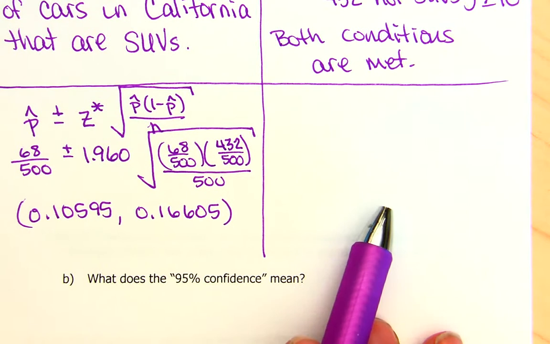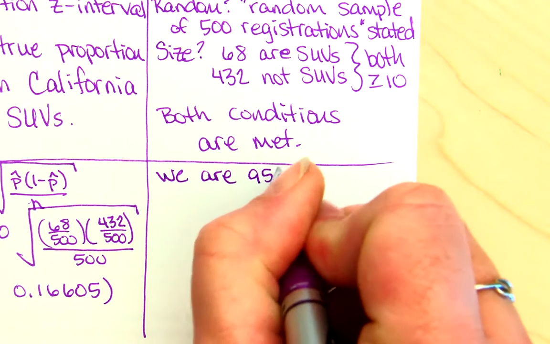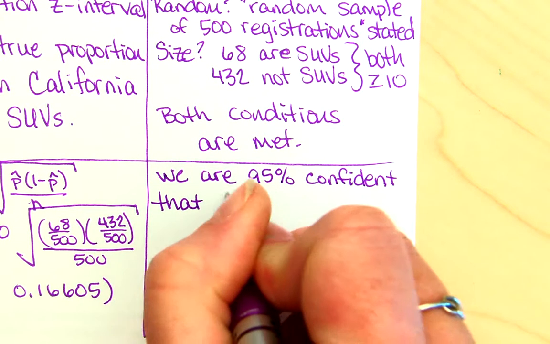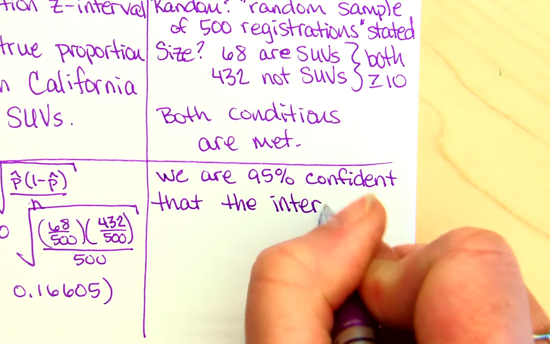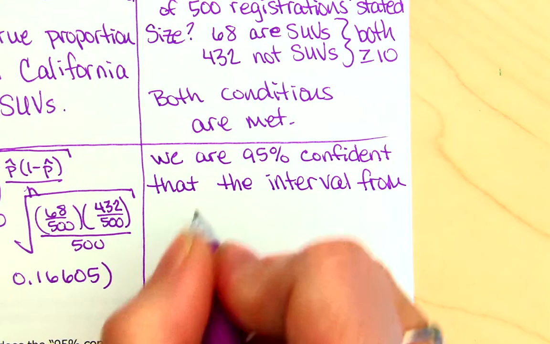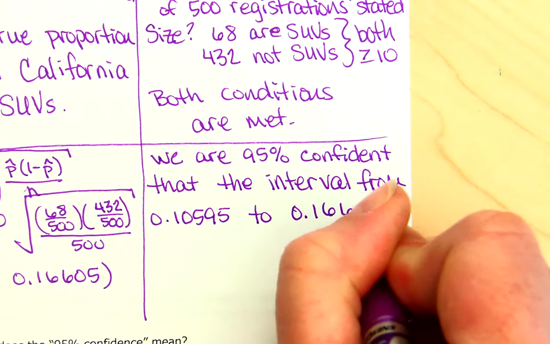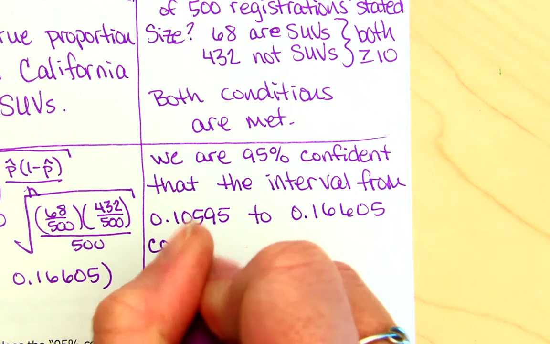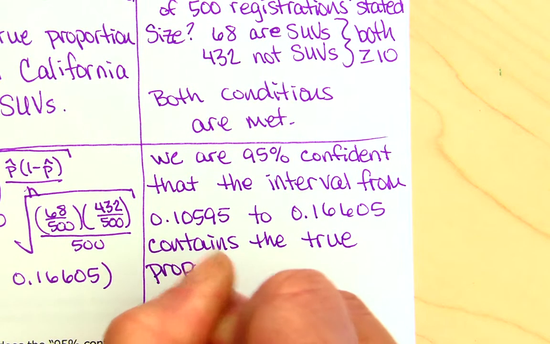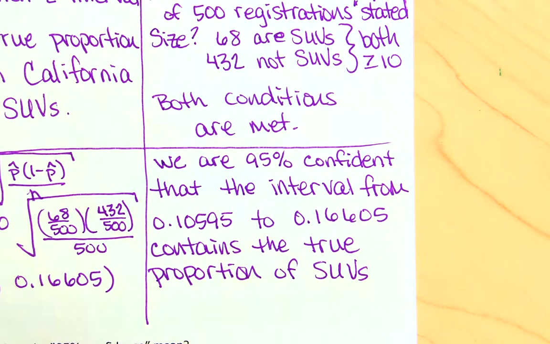Okay, so the last step, we're going to write a conclusion. So, we are 95% confident that the interval from this value to this value, so the two values that we had in our confidence interval, contains the true proportion of SUVs in California.